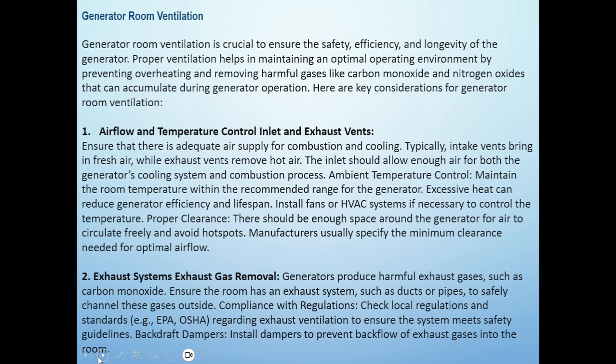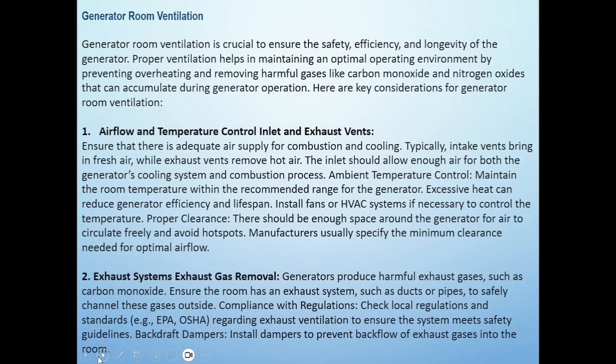Here are key considerations for generator room ventilation. Number one, airflow and temperature control, inlet and exhaust vents. Ensure that there is adequate air supply for combustion and cooling. Typically, intake vents bring in fresh air, while exhaust vents remove hot air. The inlet should allow enough air for both the generator cooling system and the combustion process.